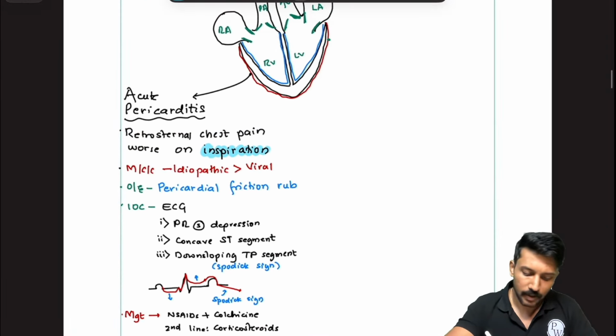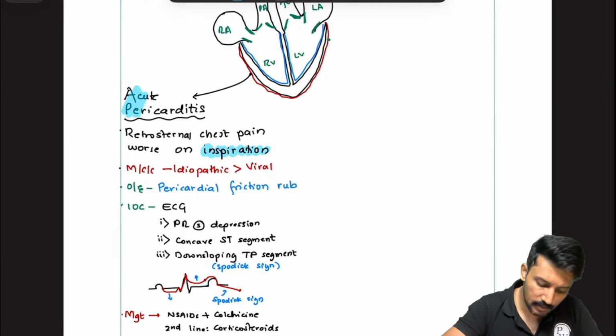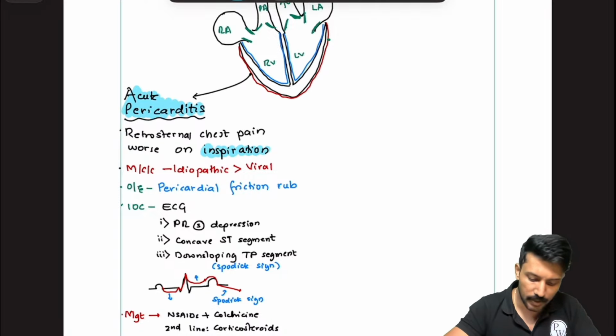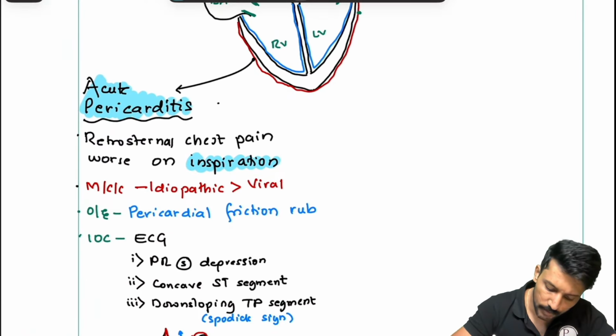That's about our acute pericarditis. Quickly summarizing again, what is it? Acute inflammation of the pericardium. When do you call it acute? When the duration is less than 6 weeks, we call it acute.